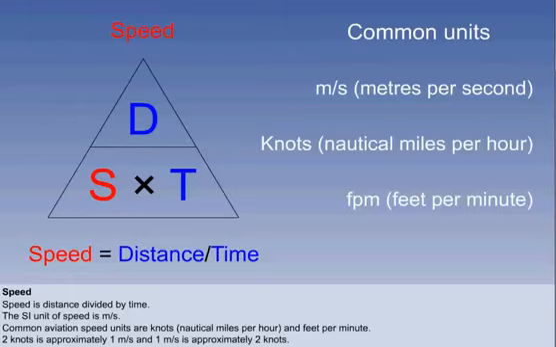Conversely, 1 meter per second is roughly 2 knots. So, if you were given a wind speed in meters per second, you would double it to get an approximate wind speed in knots. So, for example, a wind of 10 meters per second is approximately 20 knots.